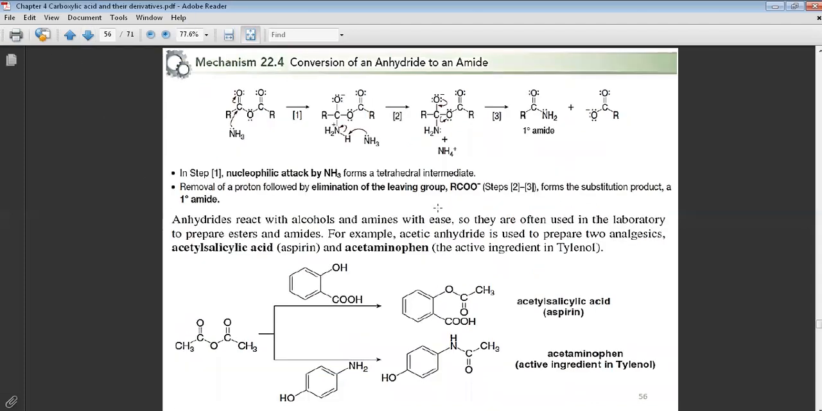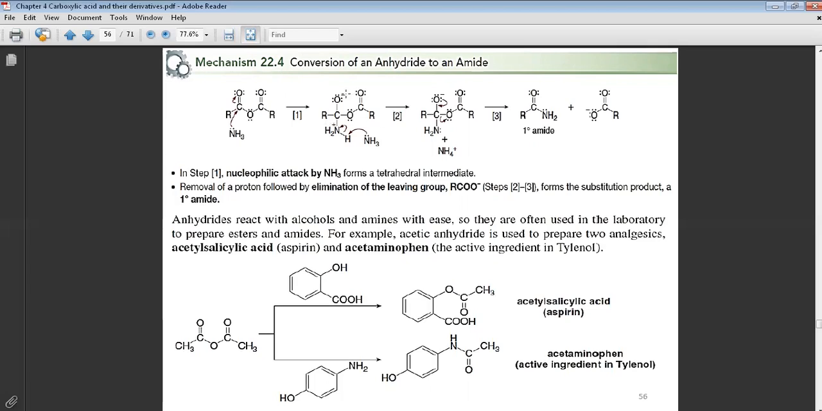Next is the mechanism. It's the same mechanism: we have the addition of the nucleophile, and then the leaving group. Because our nucleophile here is neutral, without a negative charge, we need an additional step to remove the positive charge. Now the NH3 nucleophile attacks this carbonyl, and this pi bond opens on the oxygen to give you a negative charge, and here we have NH3 plus. So we have a plus, and a minus on the oxygen.